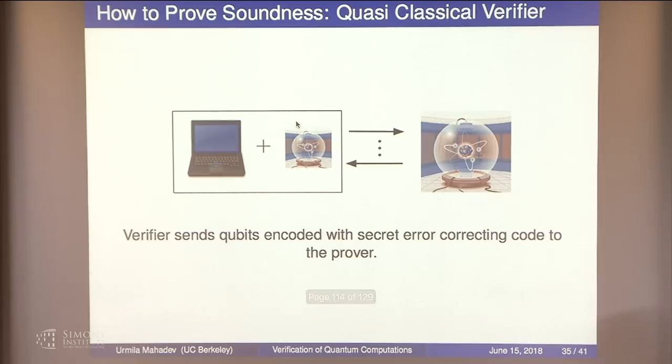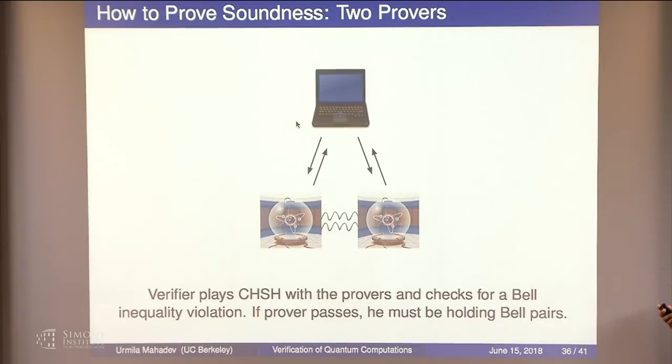Okay. So in this model, where the verifier holds a quantum computer, enforcing the structure of the state is relatively easy because the verifier can just encode qubits and send them over. Now he knows what the prover's initial state looks like since he created it, and then he can use this knowledge to track the prover throughout the protocol. In the two-prover model, it's a little bit more difficult. The verifier plays a game with the provers. Based on their winning probability, he says that they hold certain states. They actually hold Bell pairs. And based on this, then he can say that the provers behave in a certain way throughout the rest of the protocol.